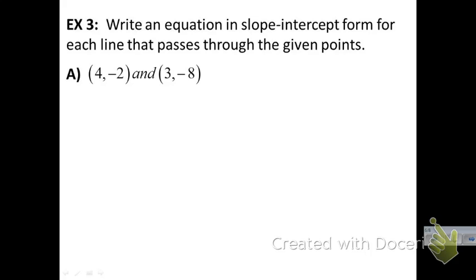Okay, on example 3, you're going to write the equation, and here it gives us 2 points. So it's important to recognize that anytime you want to write an equation, you need slope. So the first thing that we're going to do is actually find slope, and slope formula is y1 minus y2, it's minus a -8, so it'll become plus 8, over your x1 minus x2. And from here, we just do our addition. -2 plus 8 is 6 over 4 minus 3 is 1. So our slope is 6.